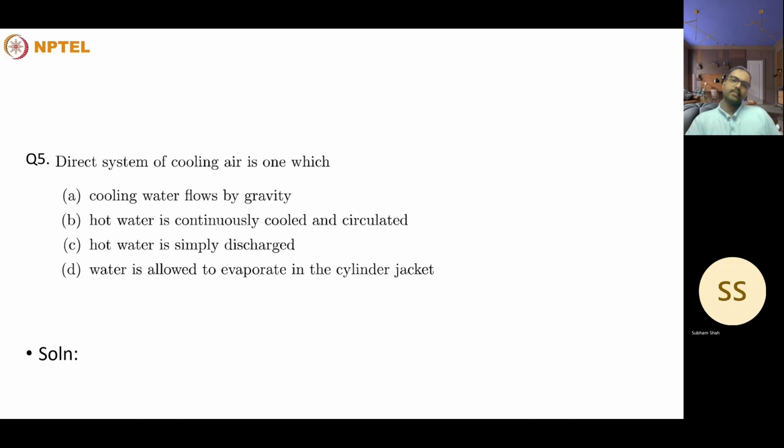So the direct system of cooling is the one in which the hot water is not recirculated; it's simply discharged. So this is one method of cooling, where the hot water is completely discharged into the open air, and we do not reuse the hot water. There will be a continuous supply of cooling water in this case.